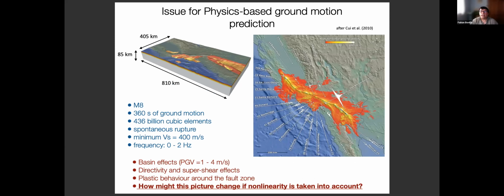We have seen in previous presentations that we are now able to conduct very large simulations of predicting ground motion. This is an example where you can see the distribution of PGV on the surface in the Los Angeles area, for example, from the San Andreas Fault. But the question is how this distribution is computed: with a linear stress-strain relationship. How is it going to look if you have nonlinear site response?